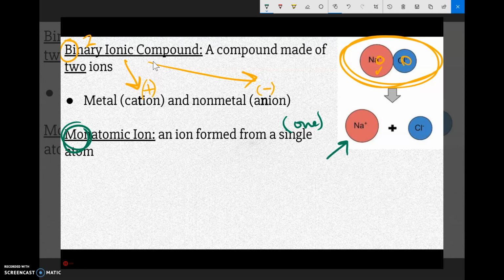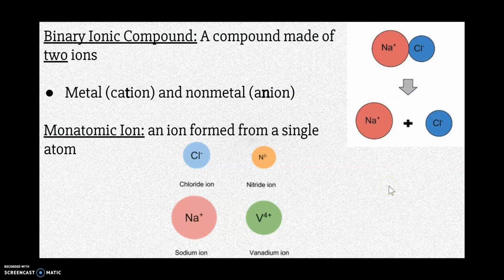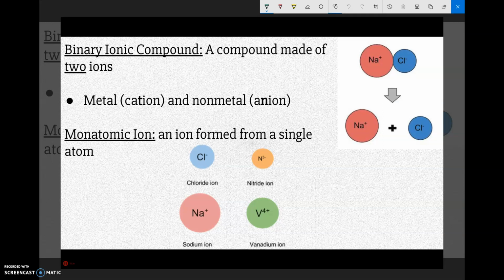So for example, right here, that's sodium ion. This right here is a chloride ion. They're by themselves, and so they're a monatomic ion. Here's some more examples right here. There's chloride ion, nitride ion, sodium ion, and vanadium ion. And again, these are their charges according to their stability on the periodic table. So the chloride and the nitride want to gain electrons to be more stable, and the sodium and the vanadium want to lose electrons, so they become a positively charged ion.